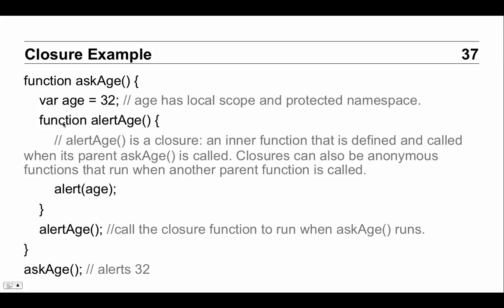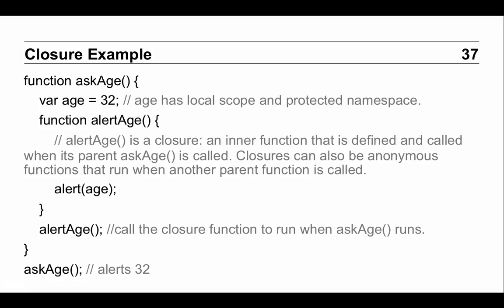And we've also created a function called alertAge, and here we're calling it immediately. So anytime we call the askAge function, we're also simultaneously calling the alertAge function, which will come here and alert the age here, which is 32. So here, age has local scope and protected namespace, meaning if we create another variable somewhere else outside of this function that's also called age, it will not interfere with this value of 32 for this age variable.